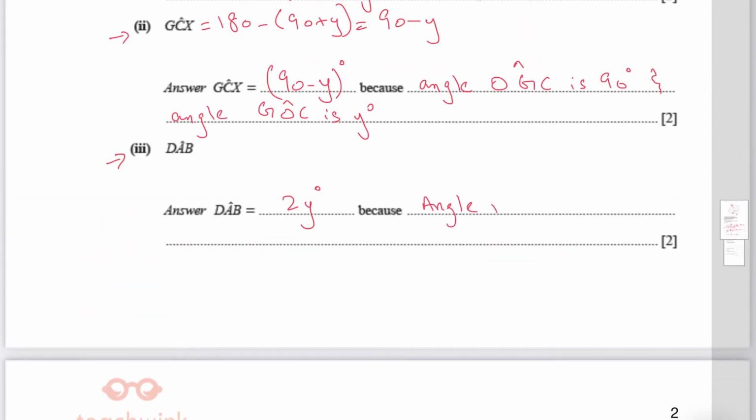Angle DAC is Y degrees and angle DAB is twice of angle DAC. Okay, let's move on.